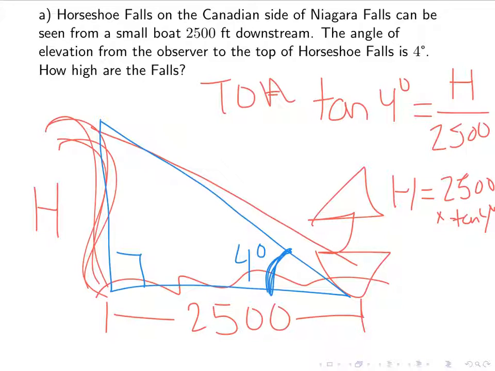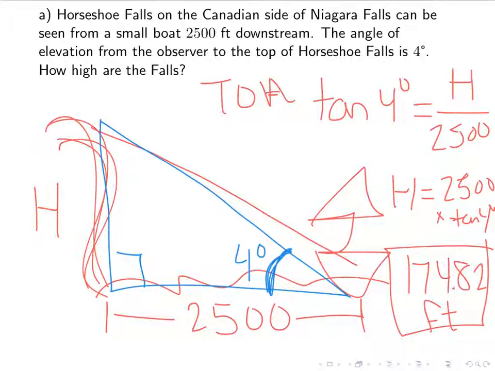Okay. And if we do that out, and again, you should be verifying this on your calculator, you should be getting 174.82 feet. And if you Google the height of Horseshoe Falls, I think it says it's 175 feet. Again, make sure that your calculator is in degree mode, not radian mode. Okay. So hopefully you've done it out. Hopefully you get the same answer. So let's try another one.